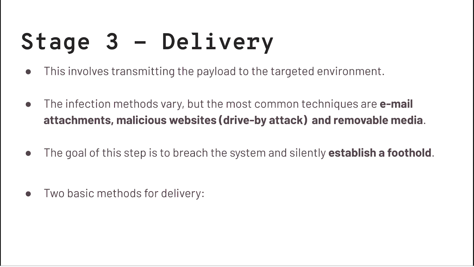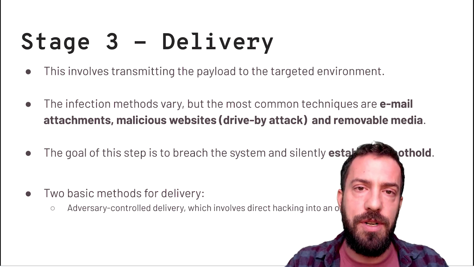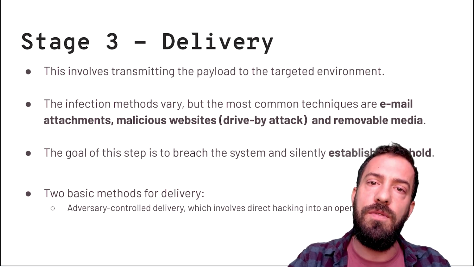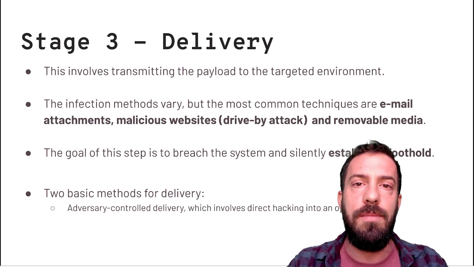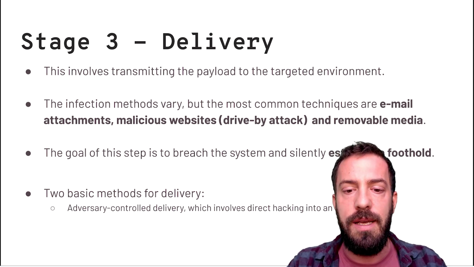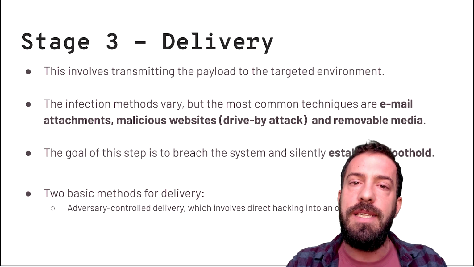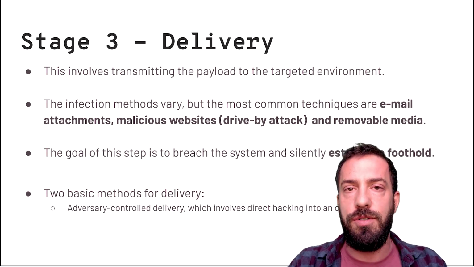To deliver the weapon, there are two basic methods. One would be that the delivery happens directly by the attacker. So you hack into the system, you find an open port, you do some kind of exploitation in order to physically copy the code to the system that you're trying to target. This delivery, we say, is adversary controlled.